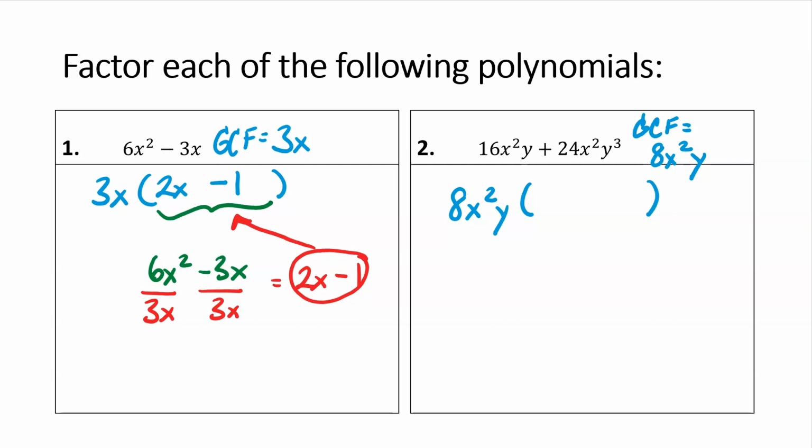8x squared times y multiplied by something is going to give us this. Well, 8x squared times y multiplied by 2 is going to give you that 16x squared y. 8x squared y multiplied by something is going to give you 24x squared y cubed. If we multiply 8x squared y times 3y squared, we should get that. 8 times 3 is 24, x squared times 1 is x squared, and y times y squared is y cubed. So that would be our answer in that case.